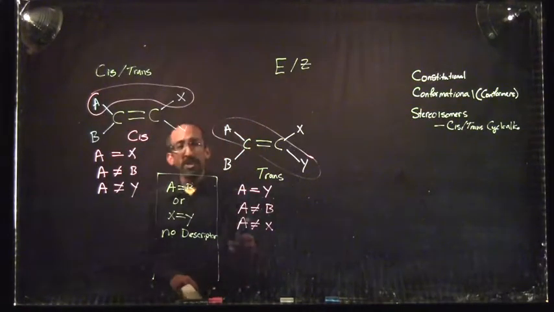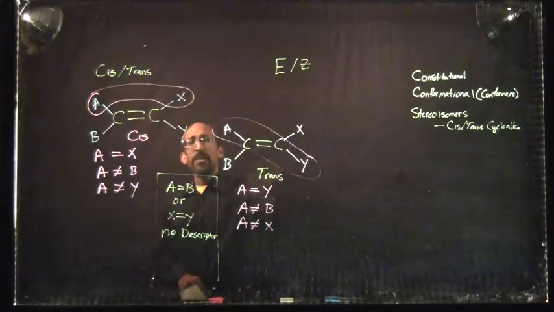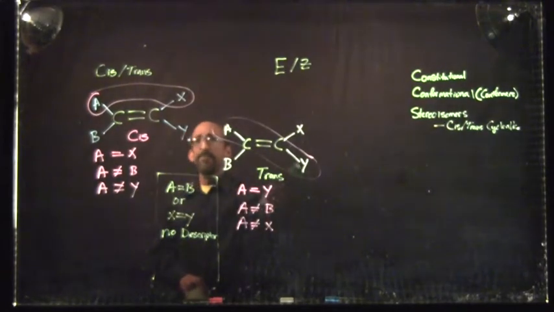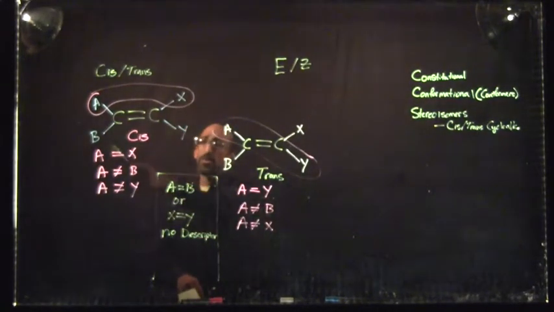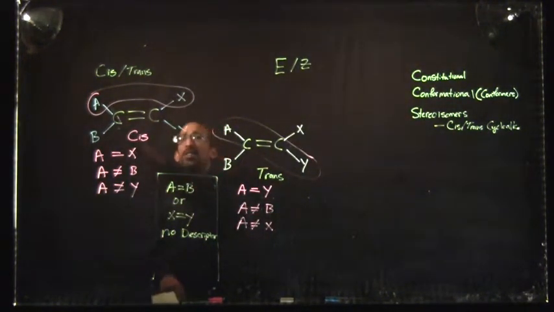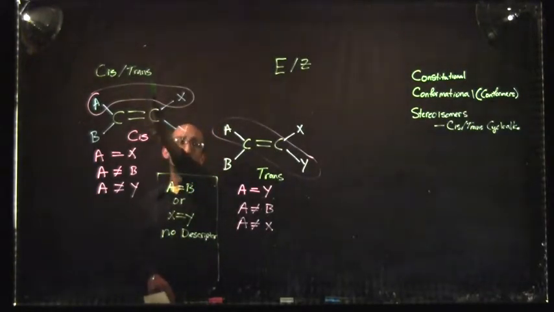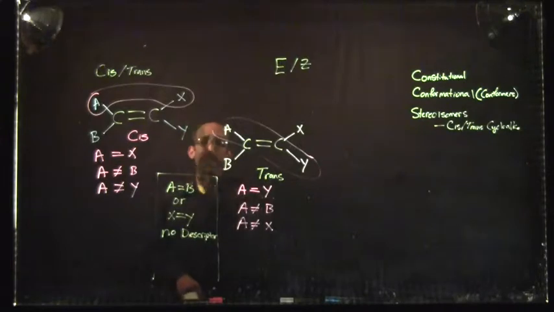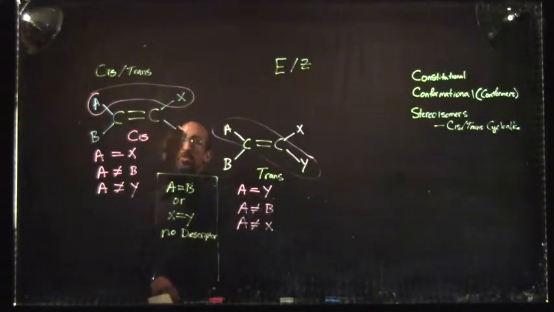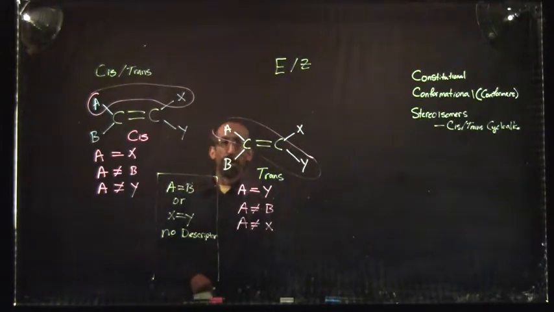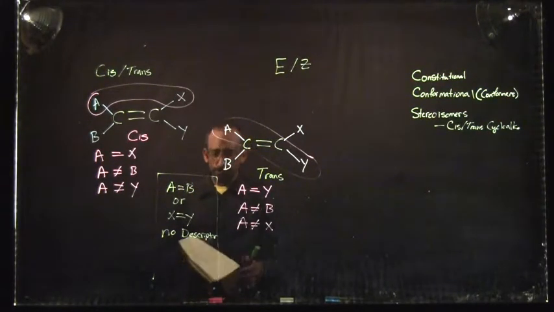Now again, it really doesn't matter what B and X are, so long as A and Y are the same. And here in this example, it doesn't really matter what B and Y are, as long as A and X are the same. We can use these terms, cis and trans, to describe these two scenarios, right, when two substituents are the same, one on each of the alkene carbons.